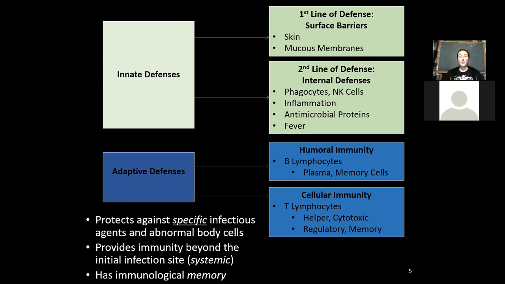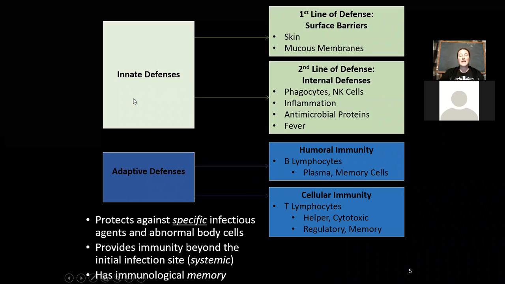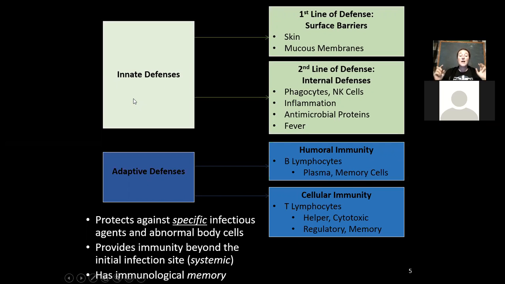Also, these defenses are going to provide immunity beyond the initial infection site. So all of these innate defenses up here have been protecting at the scene of your paper cut. The adaptive defenses are going to pretty much launch a response throughout your entire body. All right, so if a bacteria that gets in through your paper cut is now in your blood, we want to make sure that the rest of the body's tissues are protected against any of the negative effects of that bacteria. And finally, as I mentioned, the adaptive defenses have immunological memory, right?